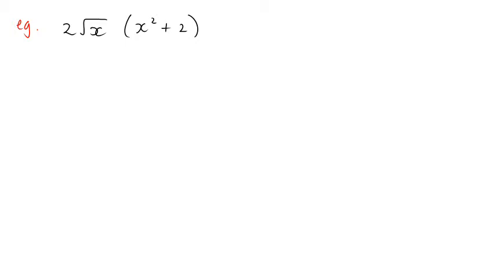Now, in this one, we've actually got two functions which are being multiplied together: 2 square root x and x squared plus 2. It's actually going to use what we call the product rule, but we'll learn that next lesson. So for now, what you're going to do is just expand out that bracket. Is it easy to expand out when you've got a square root x? No. So what will you change the square root x to?